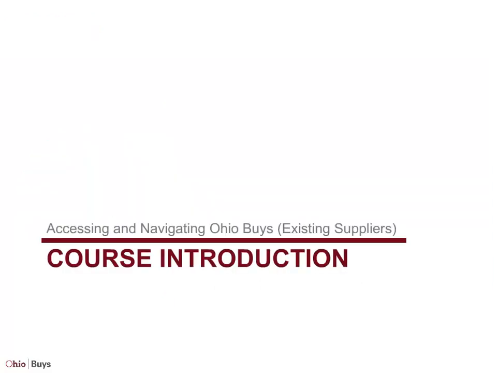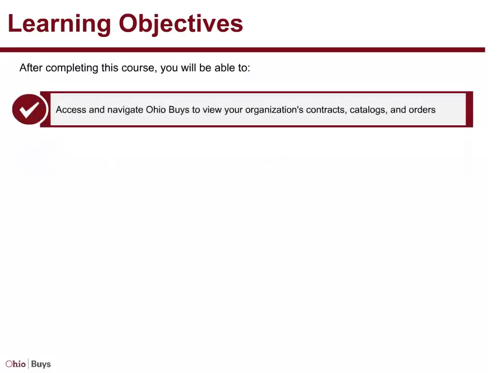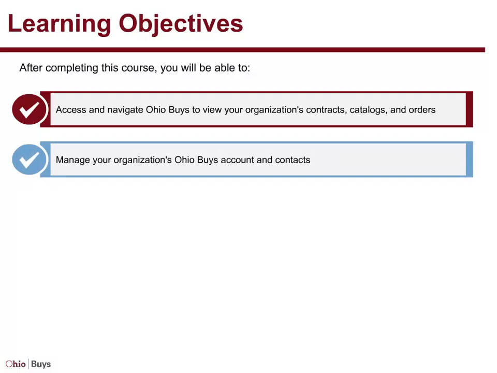Course Introduction. After completing this course, you will be able to access and navigate Ohio Buys to view your organization's contracts, catalogs, and orders, and manage your organization's Ohio Buys account and contacts.